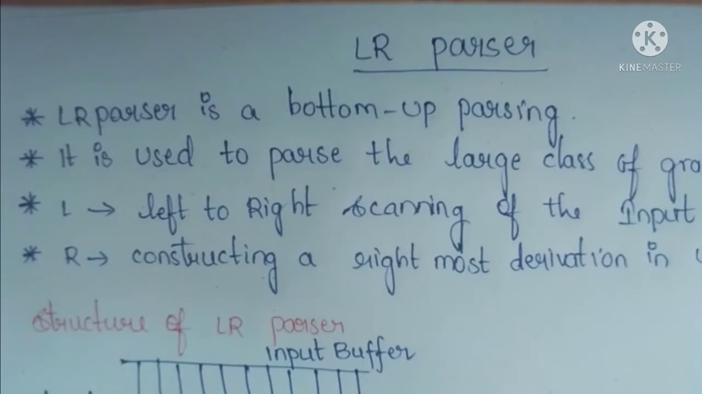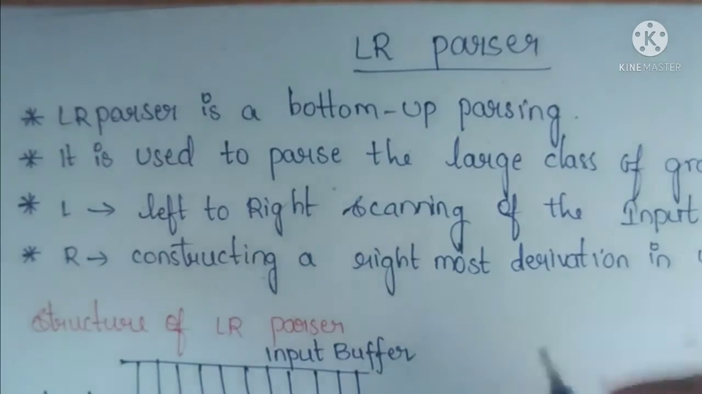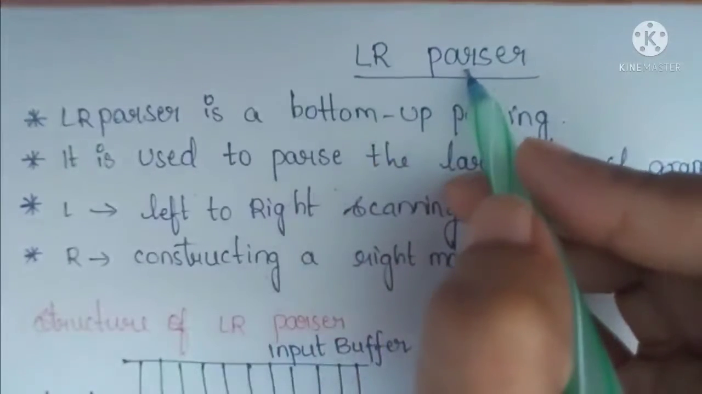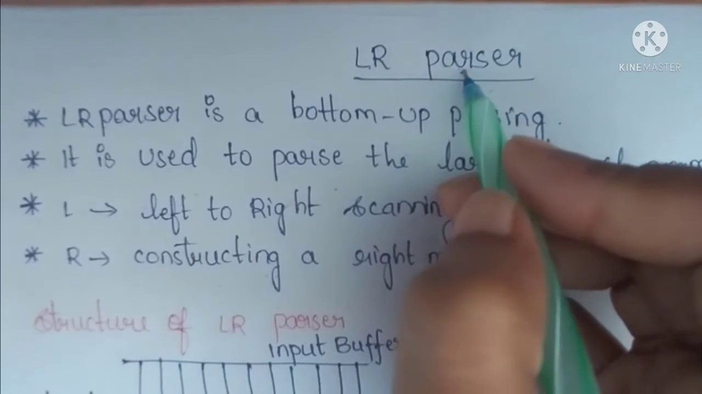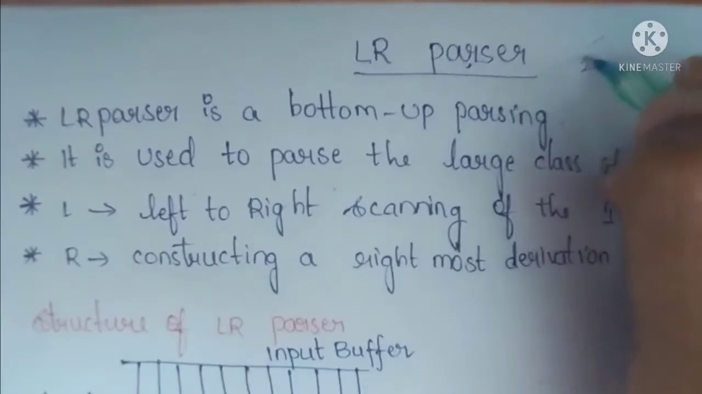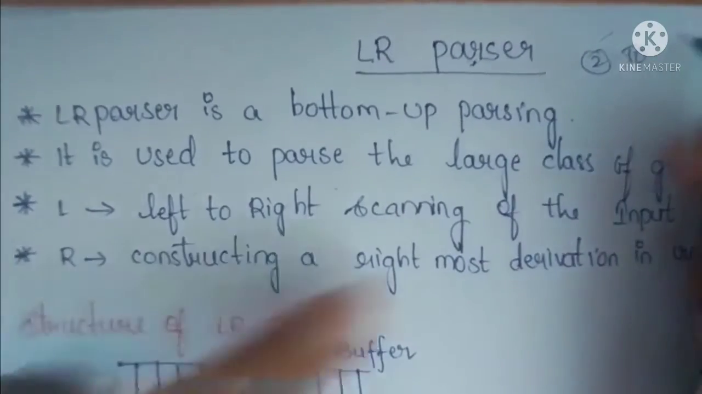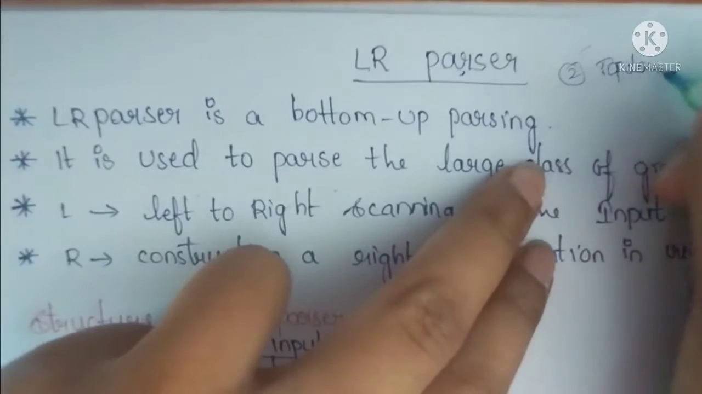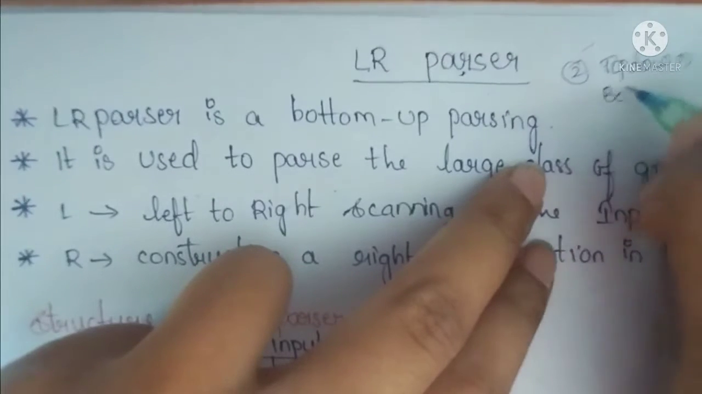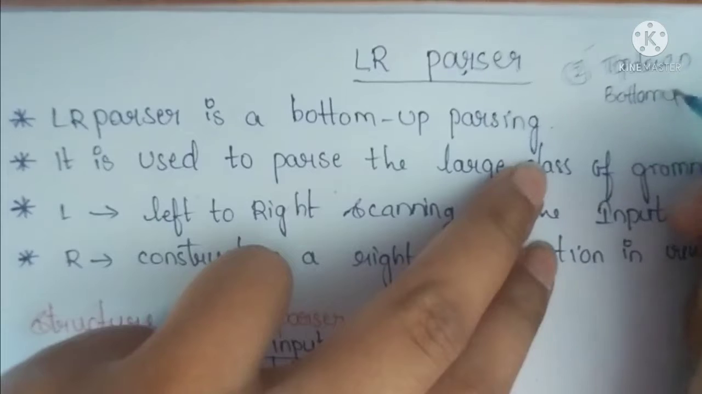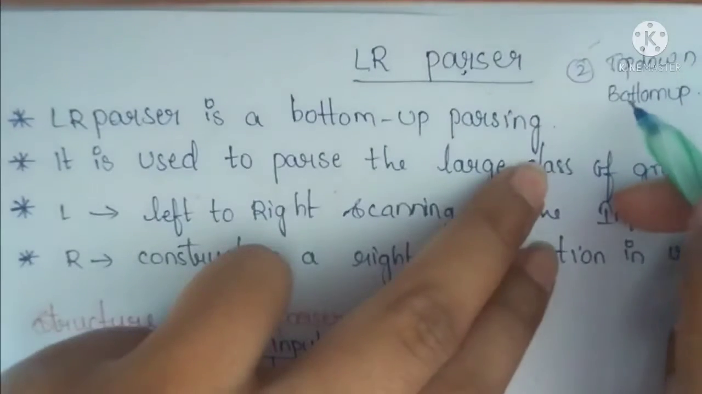Today we are going to discuss what is meant by an LR parser. In the parser we have two types of parser. The first one is the top down parser and the second one is the bottom up parser. So first we will see the bottom up parser.